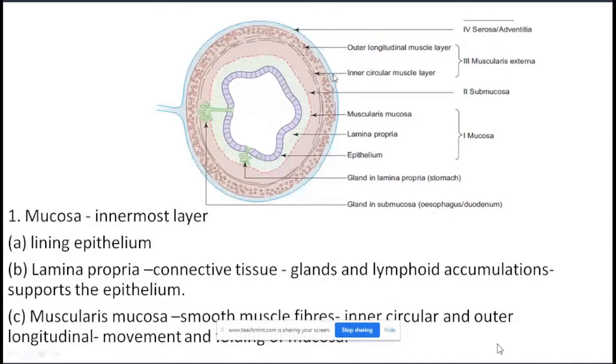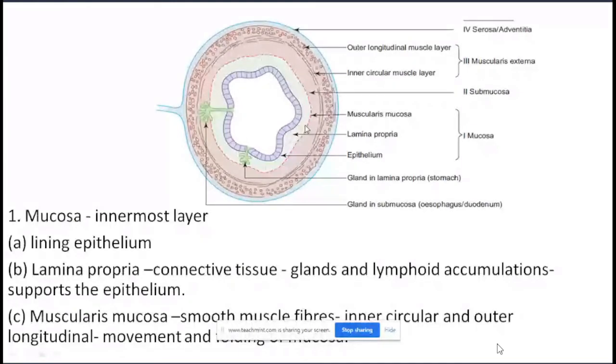So what is the basic structure of each layer, or what are the contents of each layer? We will see. The first or innermost layer is the mucous membrane, or you can say mucosa. The blue colored part that you can see is the innermost layer. This whole blue part, 1, 2, 3, these three layers together make the mucosa.